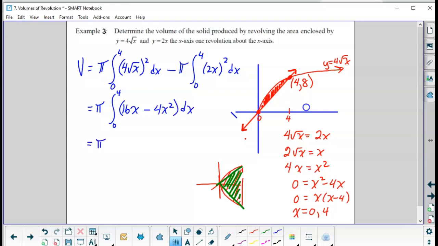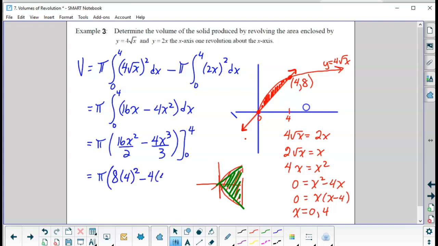So that's going to be pi times 16x squared over 2 minus 4x cubed over 3 from 0 to 4. And so that's really 8x squared. So in here, we're going to have 8 times 4 squared minus 4 times 4 cubed over 3. Minus pi times, and basically that's going to be 0 minus 0, right? So the whole thing goes to 0.